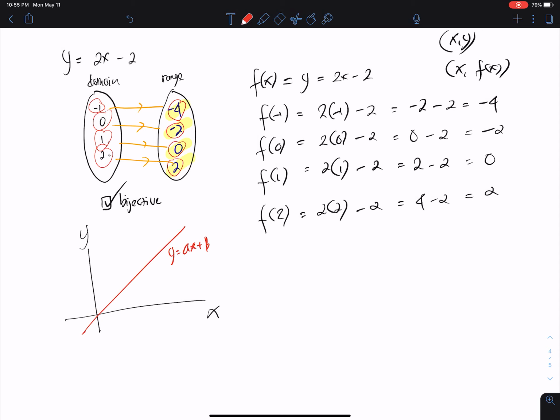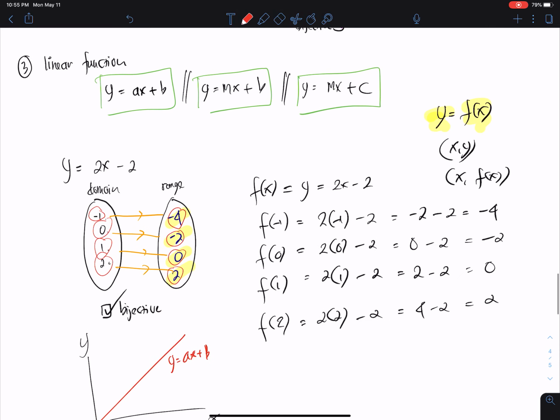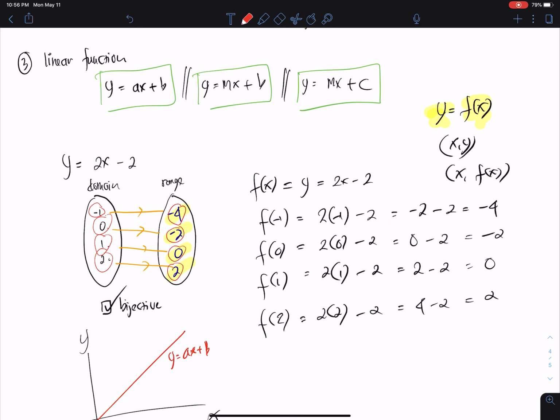So another textbook, instead of saying linear function, may call it a straight line function. So type 3 is in the special functions. The first one earlier was the constant function, then the identity function, and the third one is the linear function.